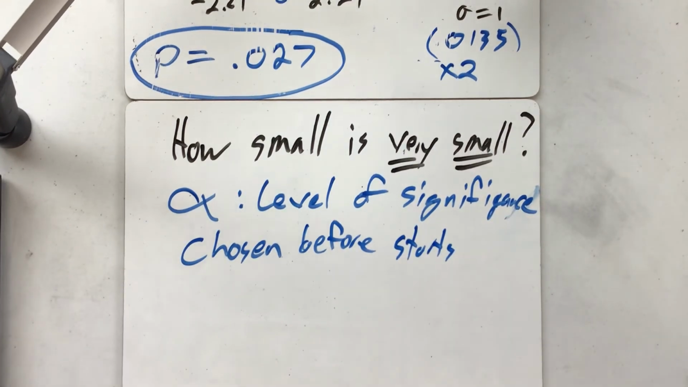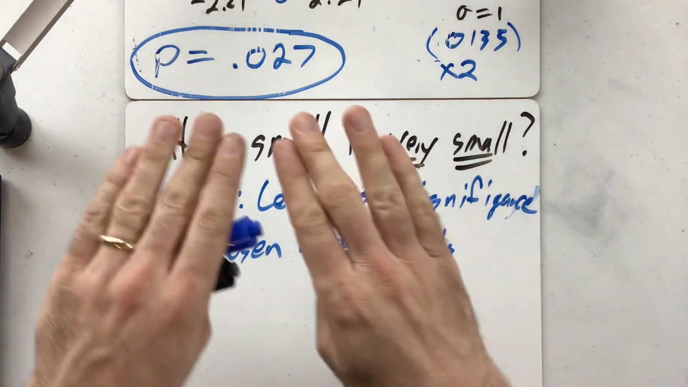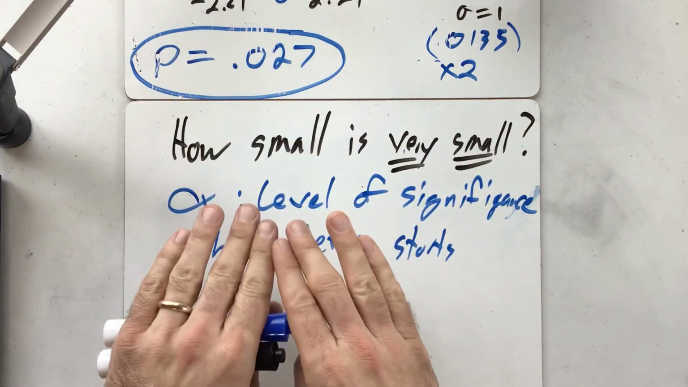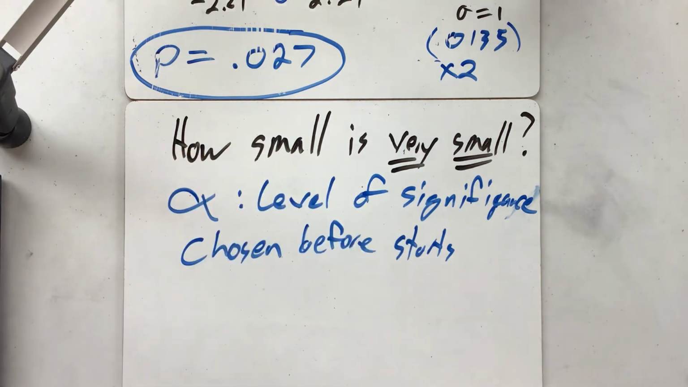So in an ideal situation, the researcher, before they ever start their problem, says, I'm going to make alpha 0.05, and anything less than 0.05, I'm going to reject. Anything bigger than 0.05, I'm going to fail to reject. In practice, researchers don't always do this, but you can see why we might want to.